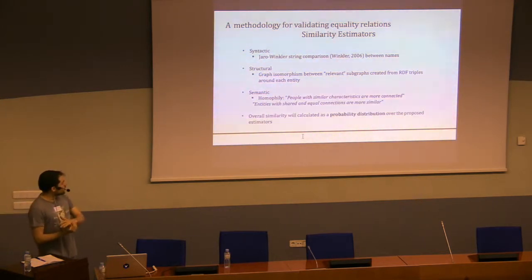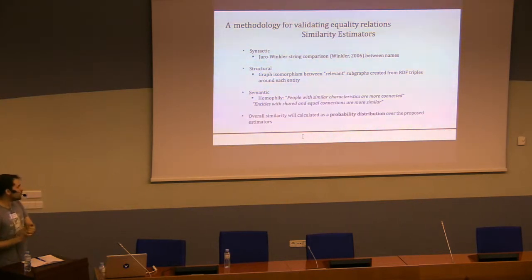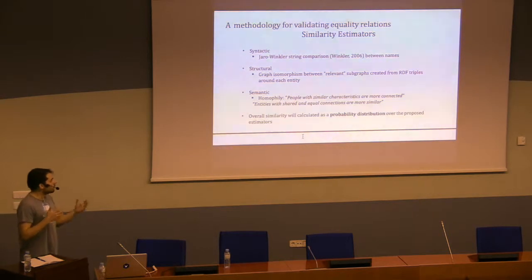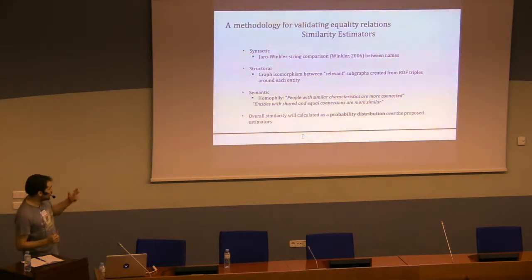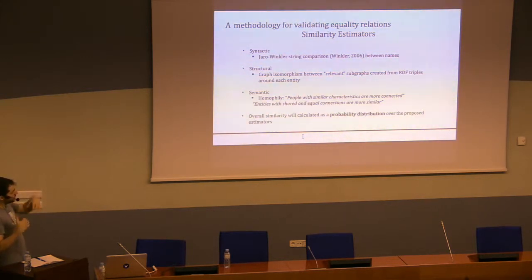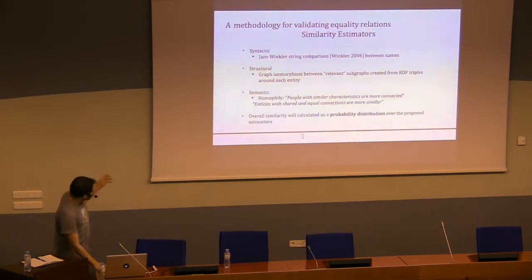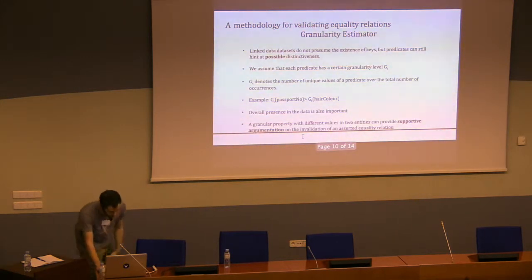For our third layer, inspired from social networks and from the notion of homophily, which is that people with similar characteristics are more connected, we created our own version, which is that entities with shared and equal connections are more similar. So in the end, overall similarity will be calculated as a probability distribution over the proposed estimators.